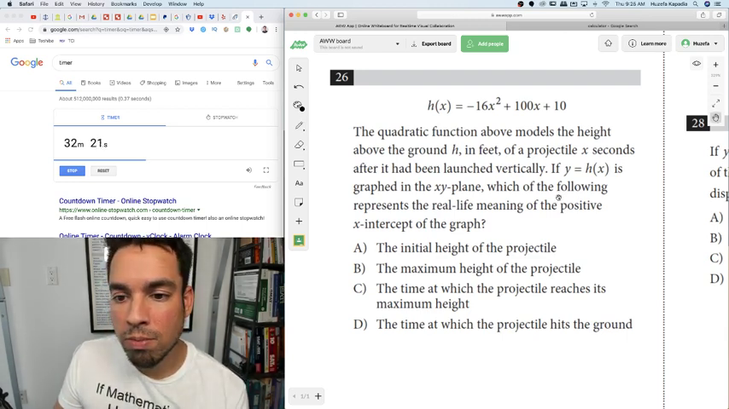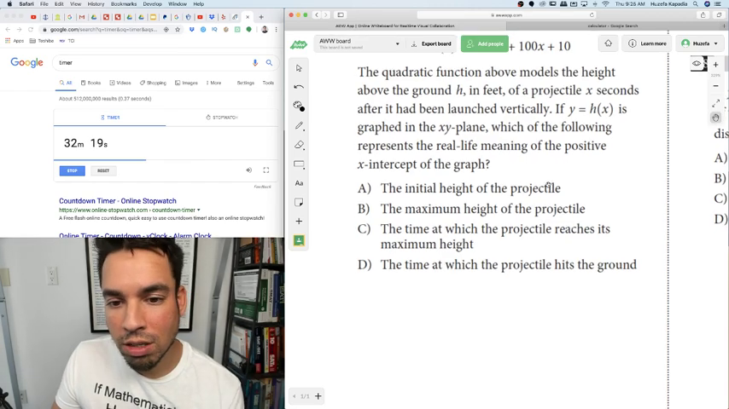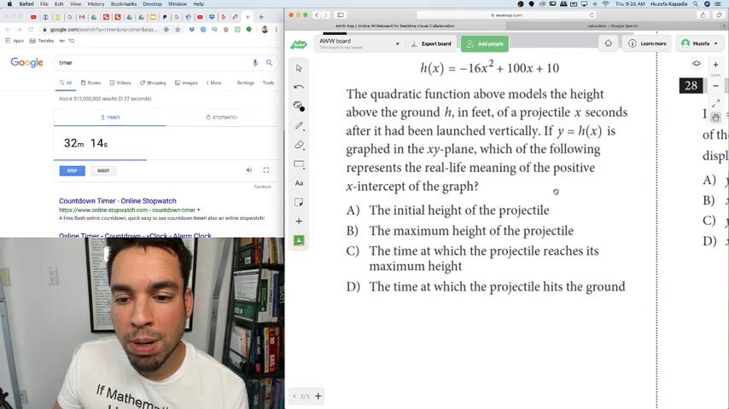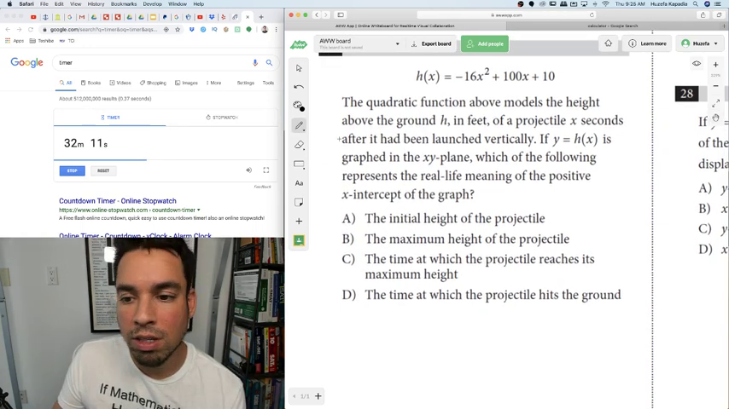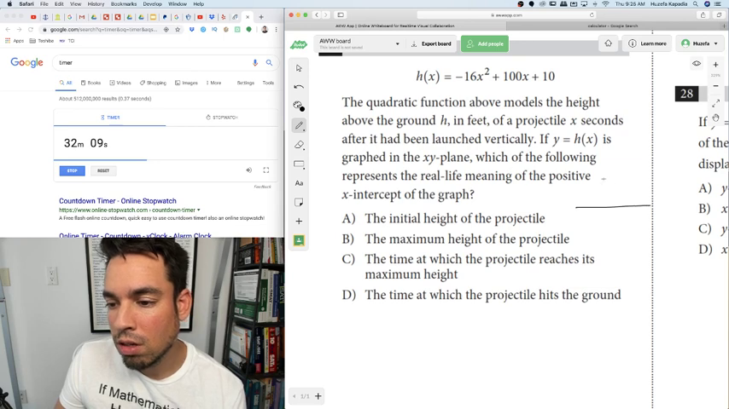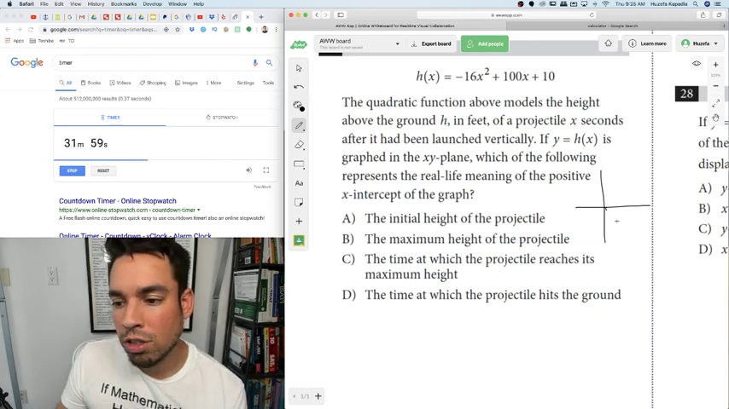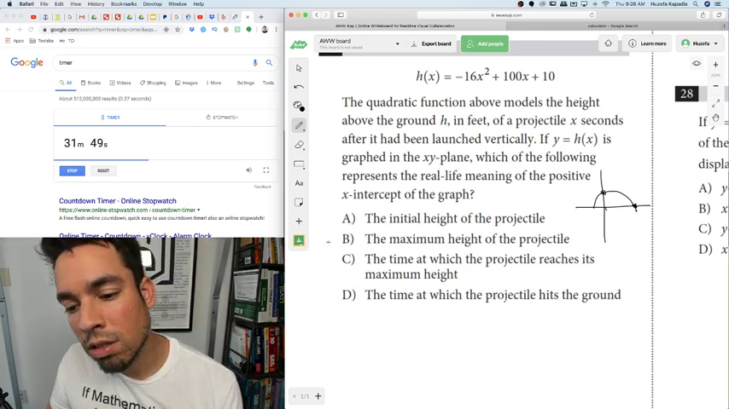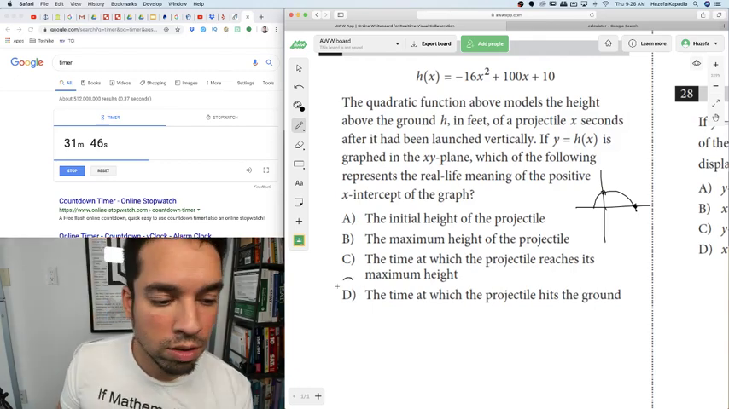A quadratic function models the height above the ground of a projectile x seconds after it has been launched. Y equals the function is graphed in the xy-plane. Which of the following represents the real life meaning of the positive x-intercept of the graph? It's just where this thing hits the ground. Positive x-intercept is like boom right here. Oh, actually, I can redraw this better. It's going to look like this, because that 10 is the y-intercept. And this is the positive x-axis. It's literally the time at which the projectile hits the ground. It's D. Okay.